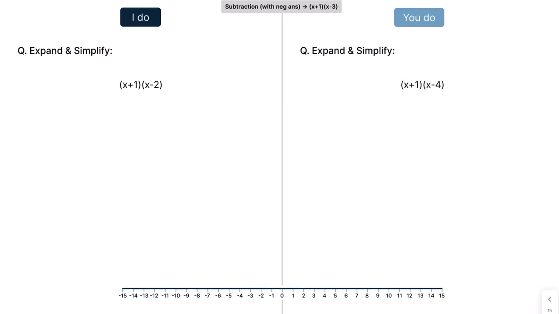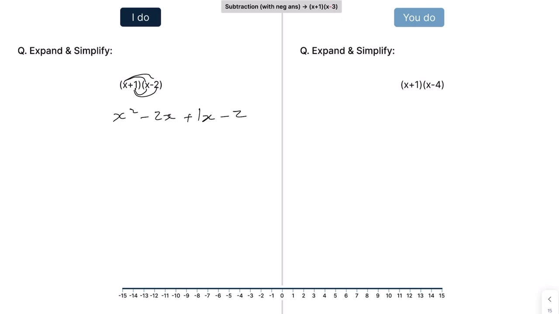So here's another example. We now have x times x, so that's going to be x squared. And we have x times minus 2, that's going to be minus 2x. And I should point out that this time the answer will have a negative in it, so that's why I've put that there. And then it's plus 1x, and we now have minus 2 at the end.